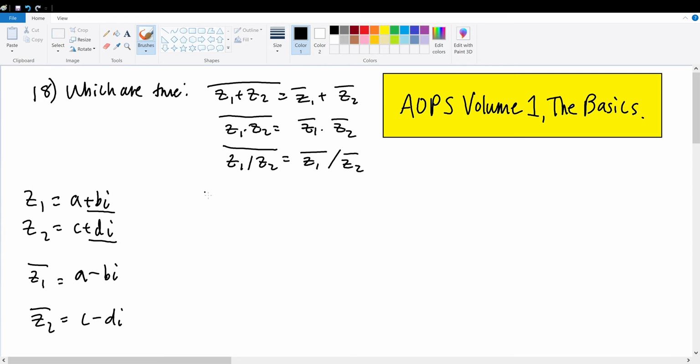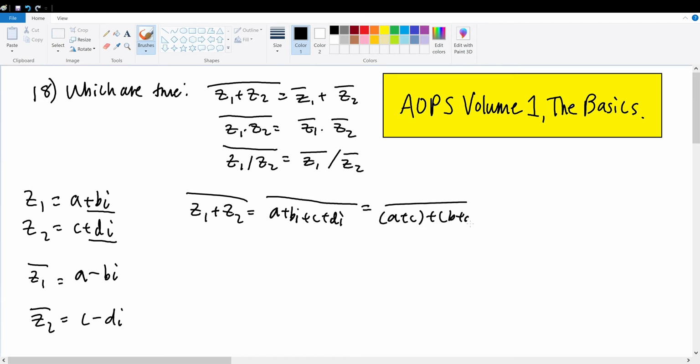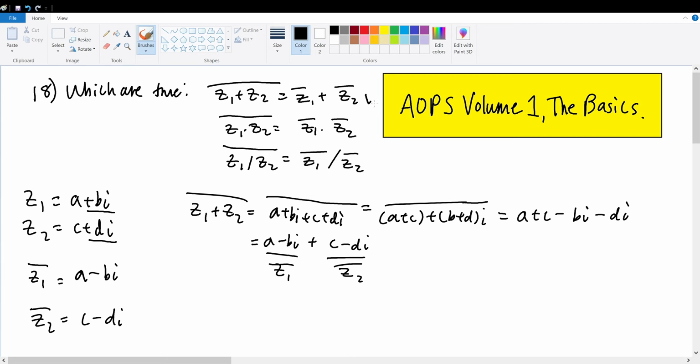Now we're ready to start with the first one, the conjugate of z1 plus z2. By definition, we can apply the values for z1 and z2 to be a plus bi plus c plus di, which is equal to the conjugate of a plus c plus parentheses b plus d times i. I sorted the imaginary and real numbers together. If we take the conjugate of this, it becomes a plus c minus bi minus di. We can rearrange this to get a minus bi plus c minus di. Notice how a minus bi is the definition for z1's conjugate, and c minus di is the definition for z2's conjugate. Therefore, we've proved the first one as true.